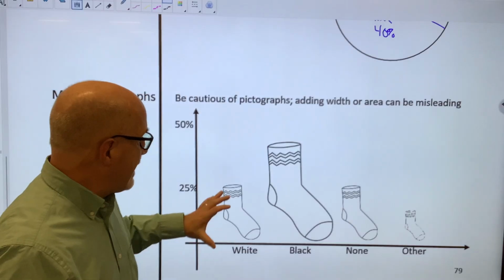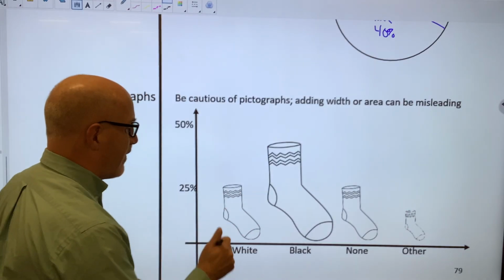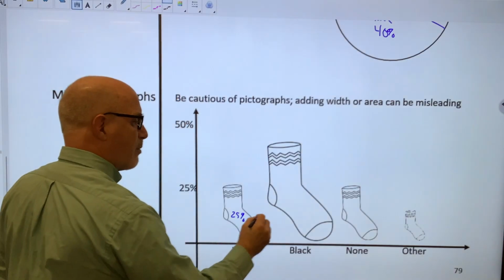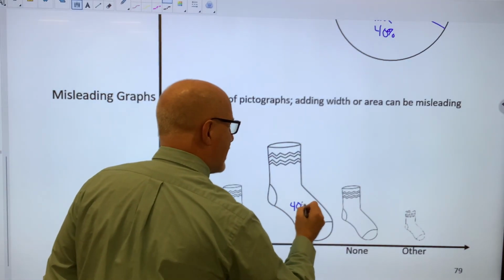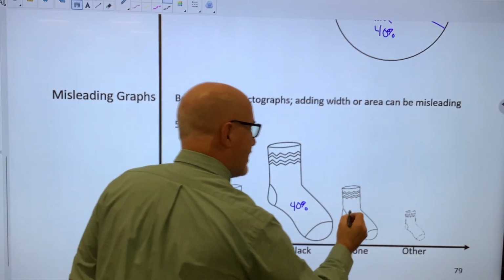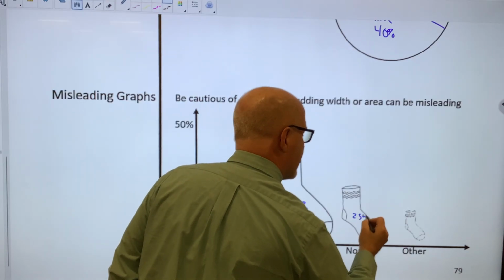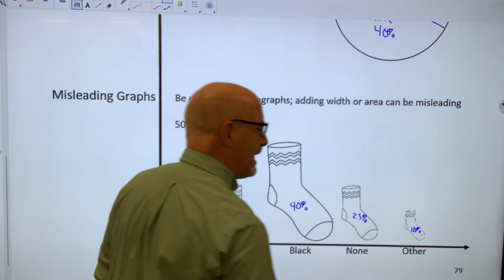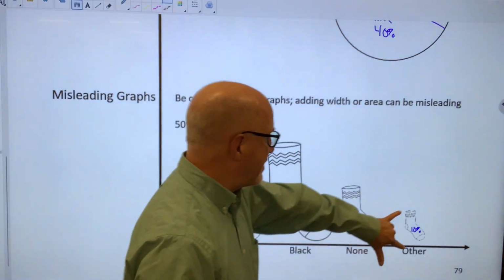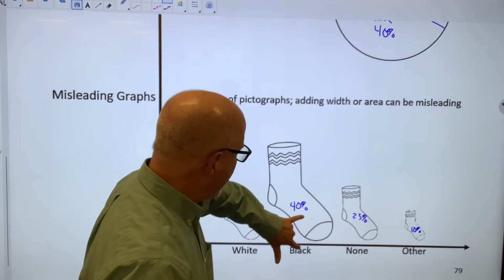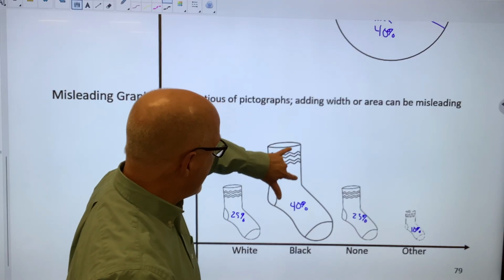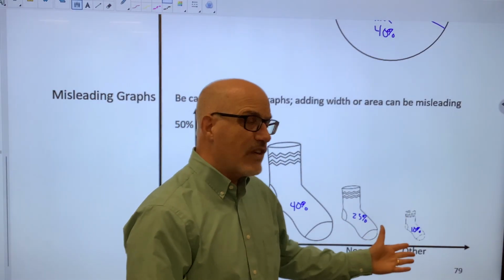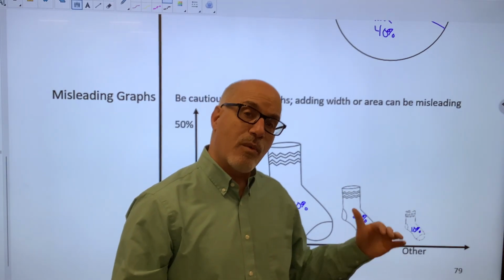Now notice that this data here, this is 25% for white socks. For black socks, remember, it was 40%. For none, it was another 25%. And for other, it was 10%. Now, notice how misleading this can be, because yes, this 10%, if you do 4 of them, you will get the height of this 40%. So height-wise, it's fairly accurate about representing it.